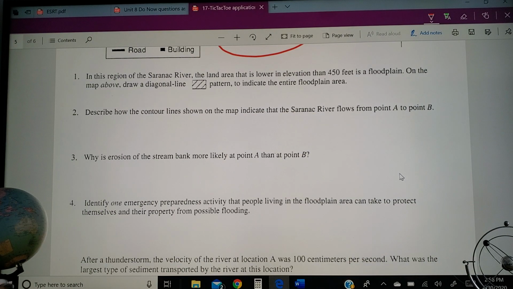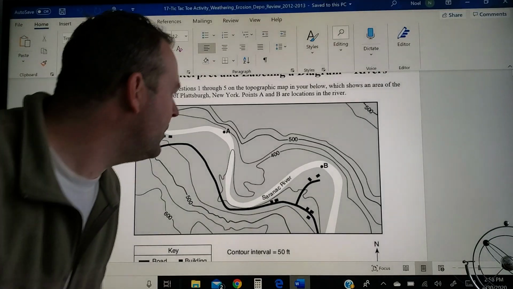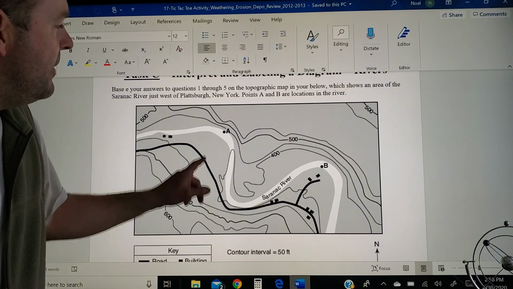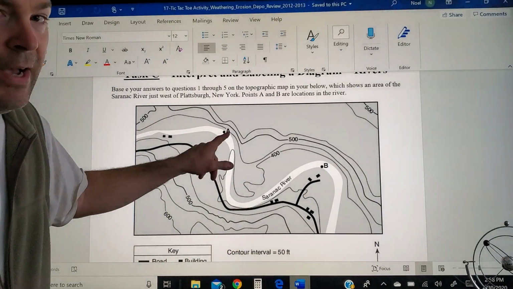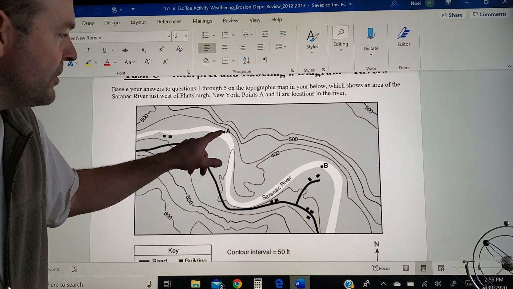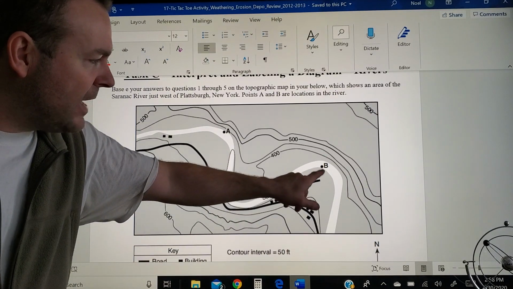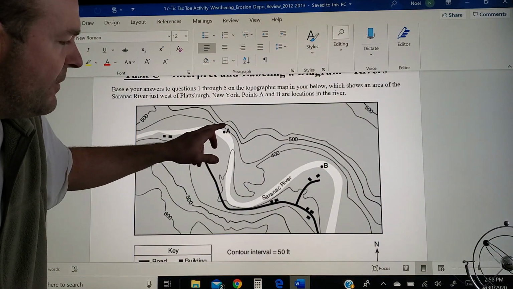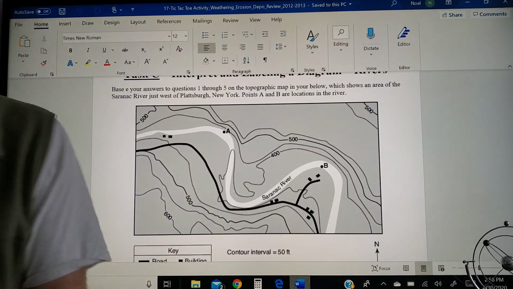The third one there, why is erosion of the stream more likely at point A than B? Again, I'm going to refer to the cleaner map here. Look at that. You've got a meander and a half right there, so that's the outside curve, right? Outside means faster erosion. Faster river, more erosion, and the inside is slower, more deposition. So that's what's going on there. A is on the outside of the meander, and B is on the inside.